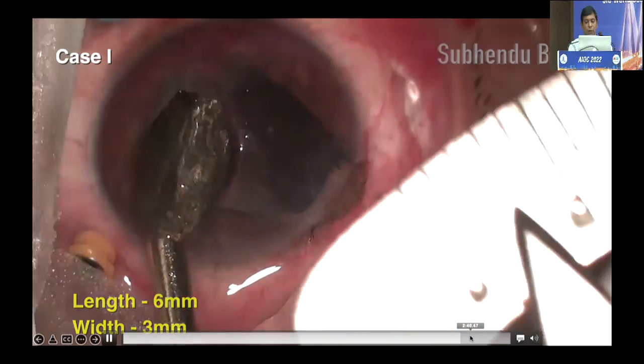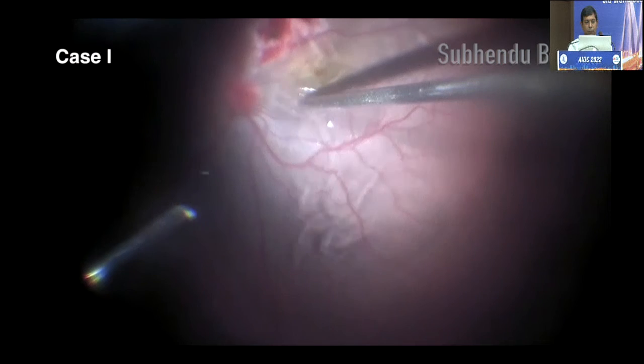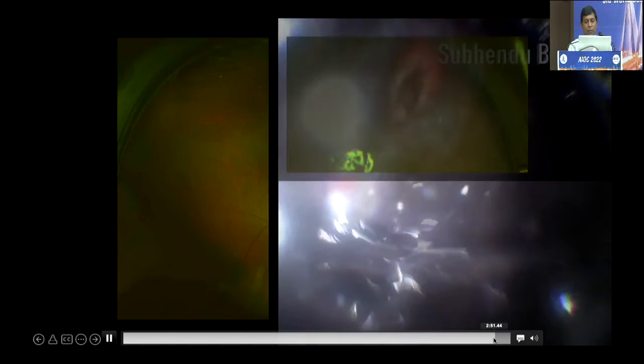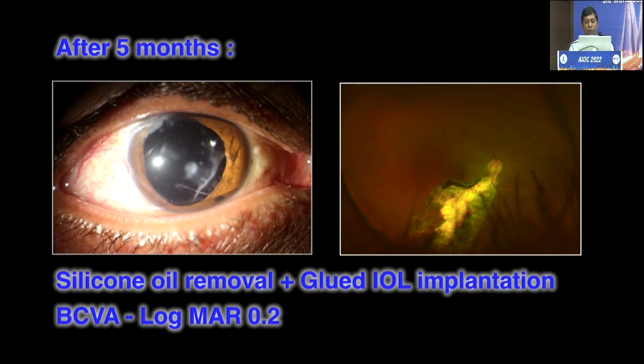Well, after that, it's pretty much routine. Fluid air exchange followed by oil. This is after 1 month, and after 3 months with a glued eye well, the vision improved to logMAR 0.2.